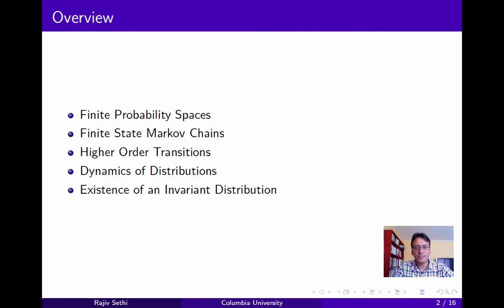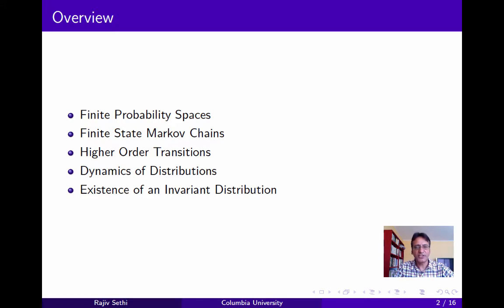We'll consider finite state Markov chains, and the defining feature of these is that the probability of any particular state arising in period n depends only on the state that occurred in the previous period, and not on any longer history of the process. We'll discuss higher order transitions, so this is the likelihood of transitioning from a state i to a state j in some number of periods n.